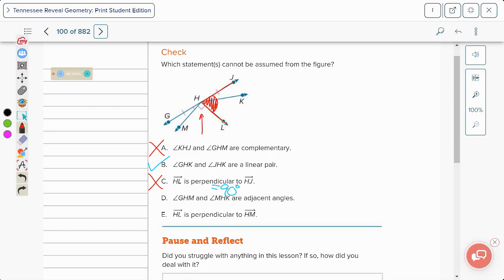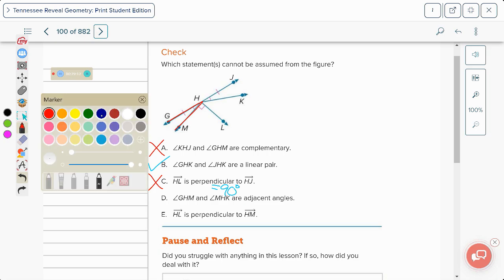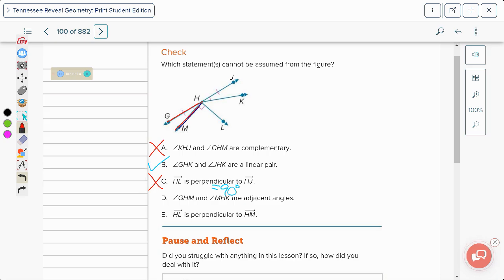Okay. Let's look at statement D. So angle GHM and angle MHK. They are adjacent angles. Well, adjacent just means they're side by side, right next to each other. So yeah, we can definitely assume that.